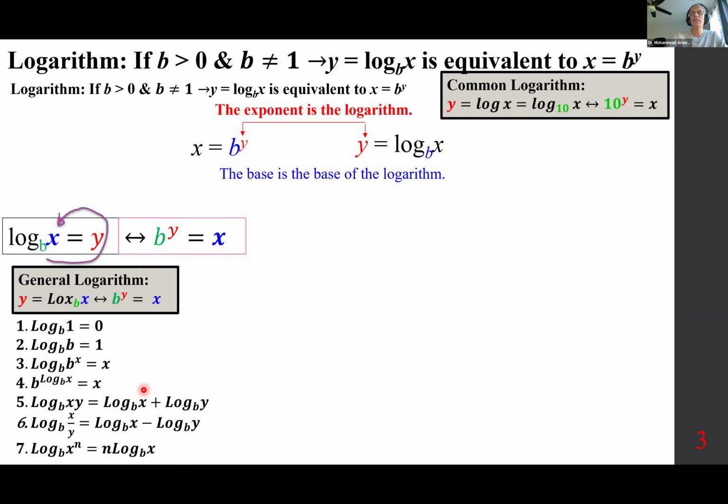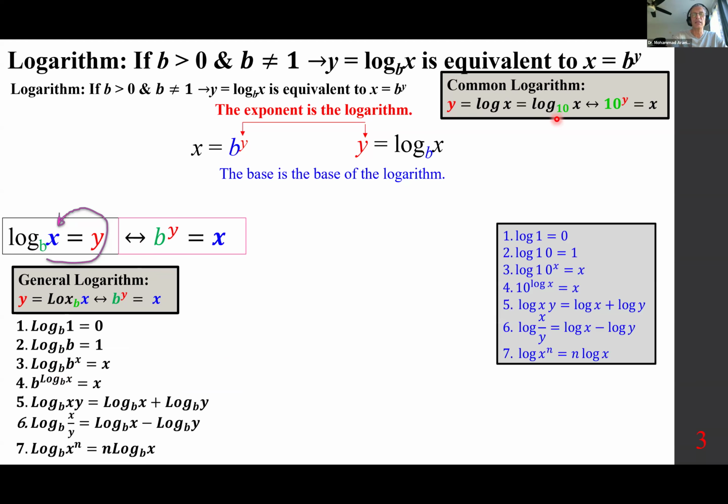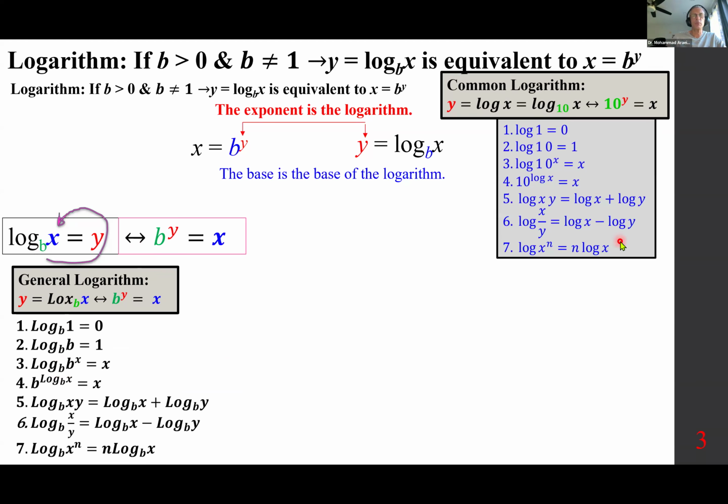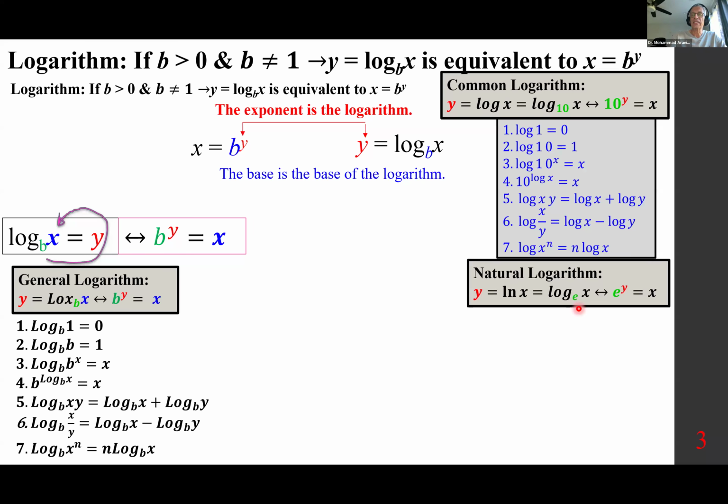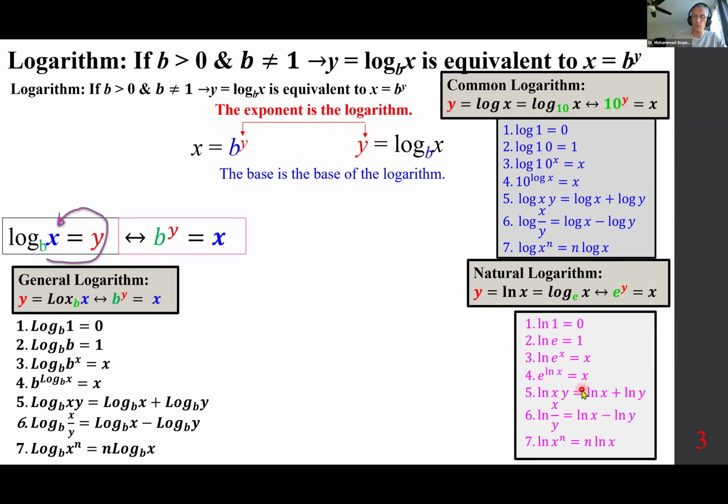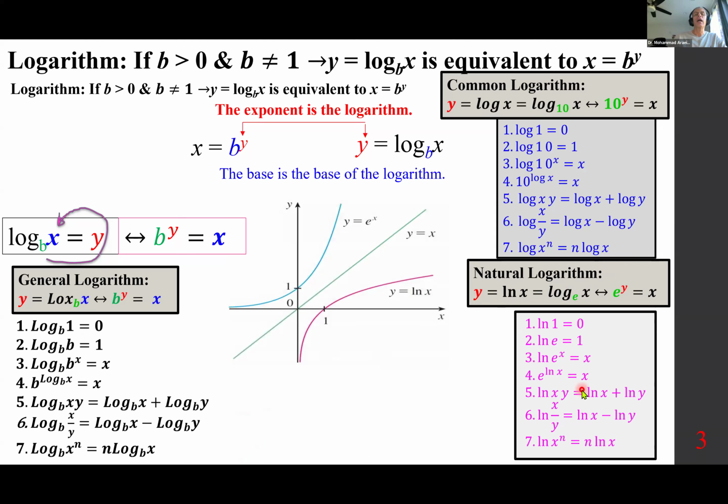If the base is 10, we call it common log. We don't write the base, and these are the properties for common log. If the base is e, we write y equals ln x rather than log x base e, and these are the properties. Logs and exponentials are inverse functions. Therefore, they are symmetric with respect to the line y equals x if you graph it.